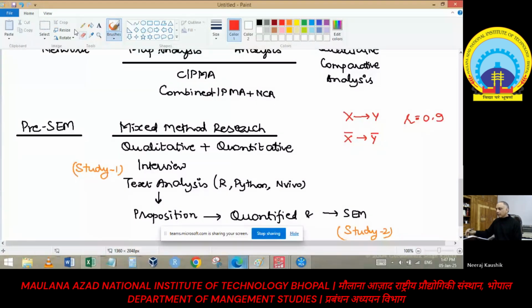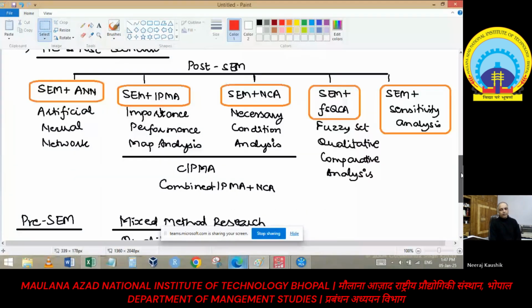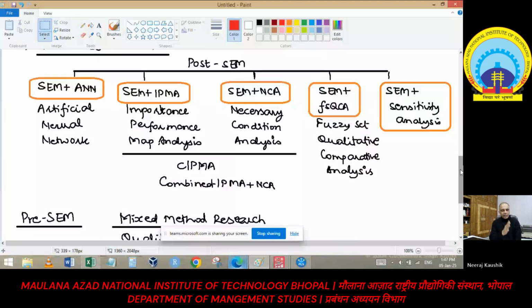Now, when you have several variables, this technique, NCA, will tell which variables are mandatory. If this is not there, no Y. Y will be gone. This is called necessary. And then there is something called sufficient. The meaning of sufficient is if not this, any other will do. Let me give an example.